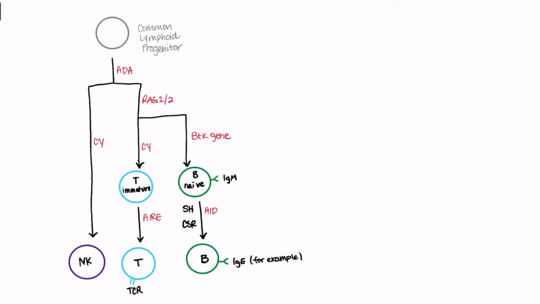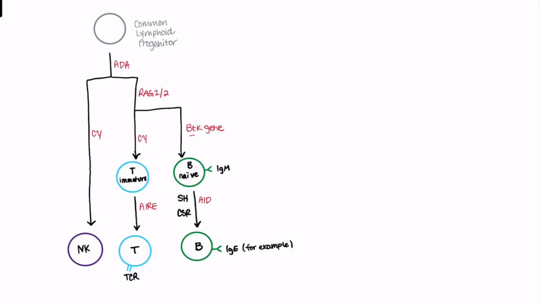RAG1 and RAG2, which are proteins that are used in VDJ recombination, are necessary for both the formation of the BCR and TCR. So they are going to be important for both T cell and B cell maturation. And the BTK gene is vital for BCR formation. So B for B cell, right? BTK, BCR. Without the BTK gene, we would not have B cells because we would not be able to form the BCRs initially. The common gamma chain, which is listed right here and right here, is necessary for T cell and natural killer cell formation.